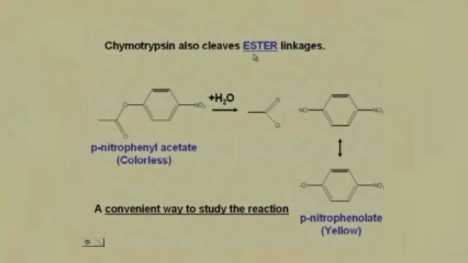Now, chymotrypsin can also cleave ester linkages. This is usually done as an experiment. It does not have any biological relevance as such, but we can have a colorless entity like paranitrophenyl acetate form paranitrophenolate that will tell you how active your enzyme actually is. So this would be a general enzymatic reaction that could be conducted, where we have a convenient way of studying how it can cleave an ester linkage.